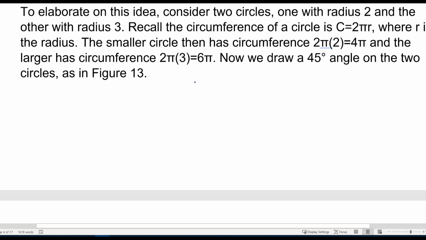To elaborate on this idea, consider 2 circles, one with radius 2, the other with radius 3. Recall the circumference of the circle is 2 pi r, where r is the radius. The smaller circle then has a circumference of 4 pi, and the larger one is 6 pi.